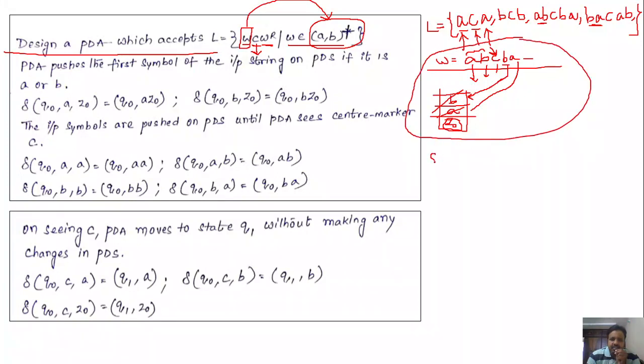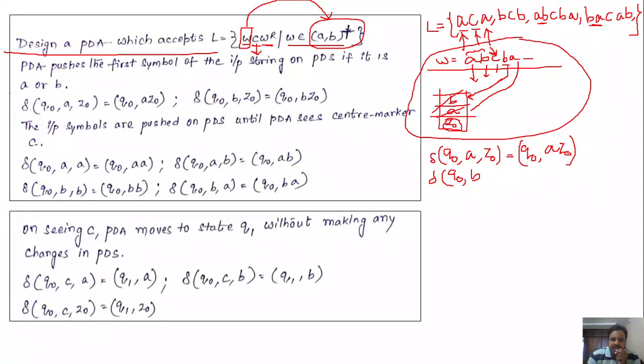Let me start with the state q naught, the initial state. In the initial state, the input symbol may be either A or B, so we have two possibilities. In the starting state, the input may start with either A or B, so I am writing both possibilities. If the input is A, q naught comma A, and the stack content is Z naught, then I am going to stay in the same state q naught and push that symbol onto the stack as it is. So q naught comma A Z naught, right?